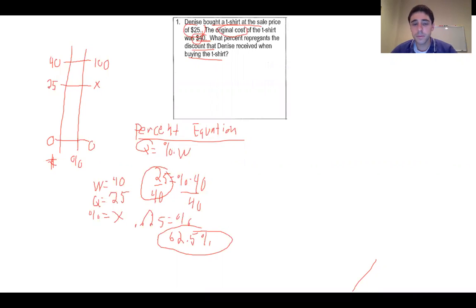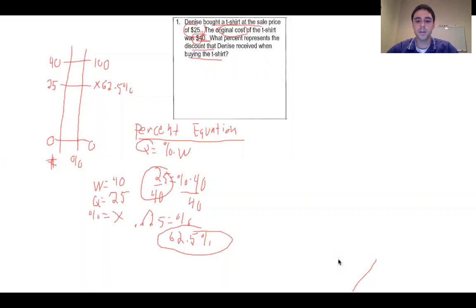So what percent represents the discount that Denise received when she bought the t-shirt? This is 62.5. Have we answered our question yet? I've seen some no's and some yeses. The answer is no. We have not answered our question yet.